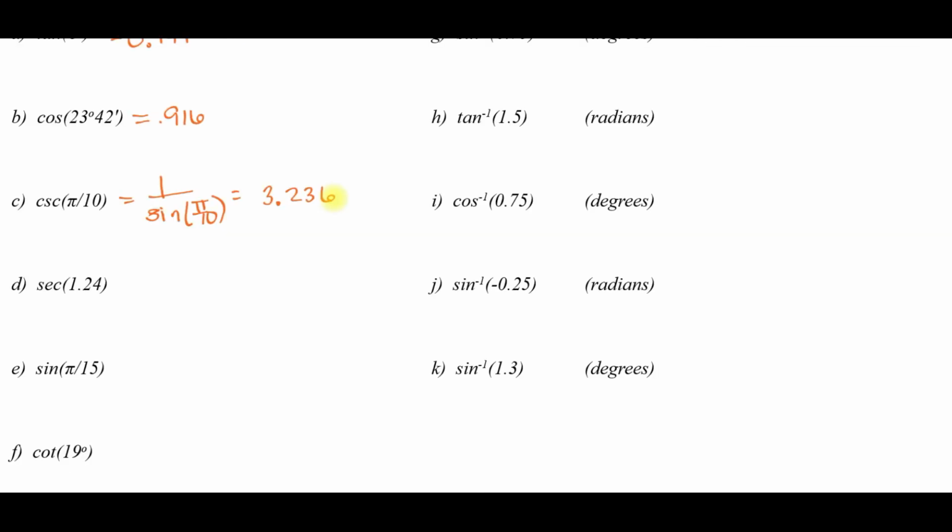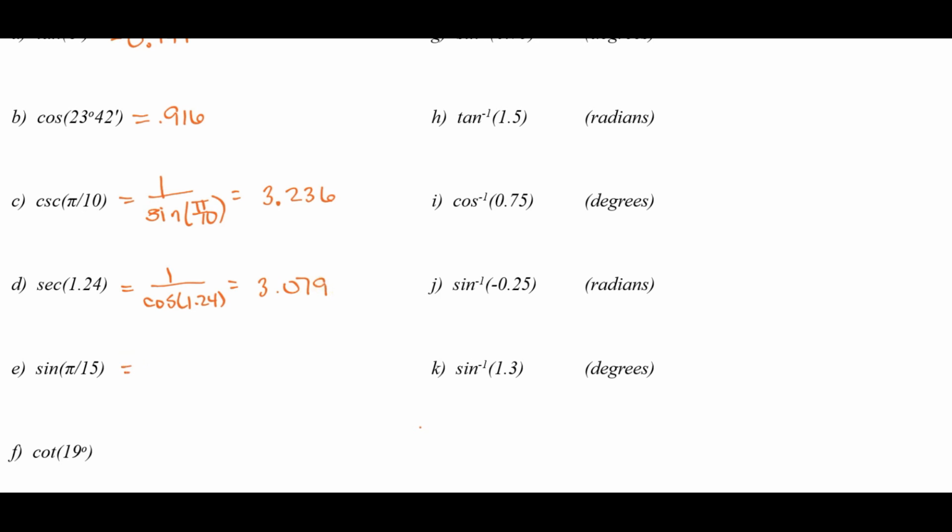On C, we have cosecant, so we have to do it as its reciprocal definition. So 1 over the sine of pi over 10, which gives us 3.236. Remember, make sure you're in radian mode for that one. This next one is secant. So remember, this is 1 over cosine of 1.24. This is a radian measure. There's no degree symbol, so you should still be in radian mode. And we end up with about 3.079.